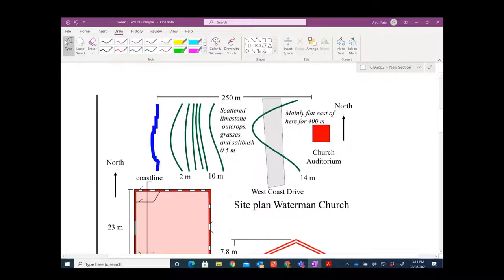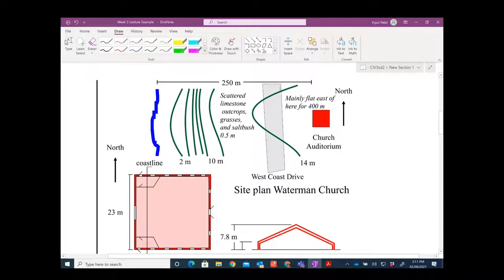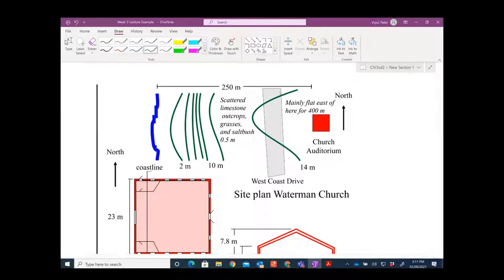They have given you some sites. So this is our church. This is mainly flat east here for 400 meters. It's north. This is the church auditorium. And this is the contour. I hope you have heard about the contour. You know the contour. If you have a mountain, like a kind of, let me draw it with a different color.